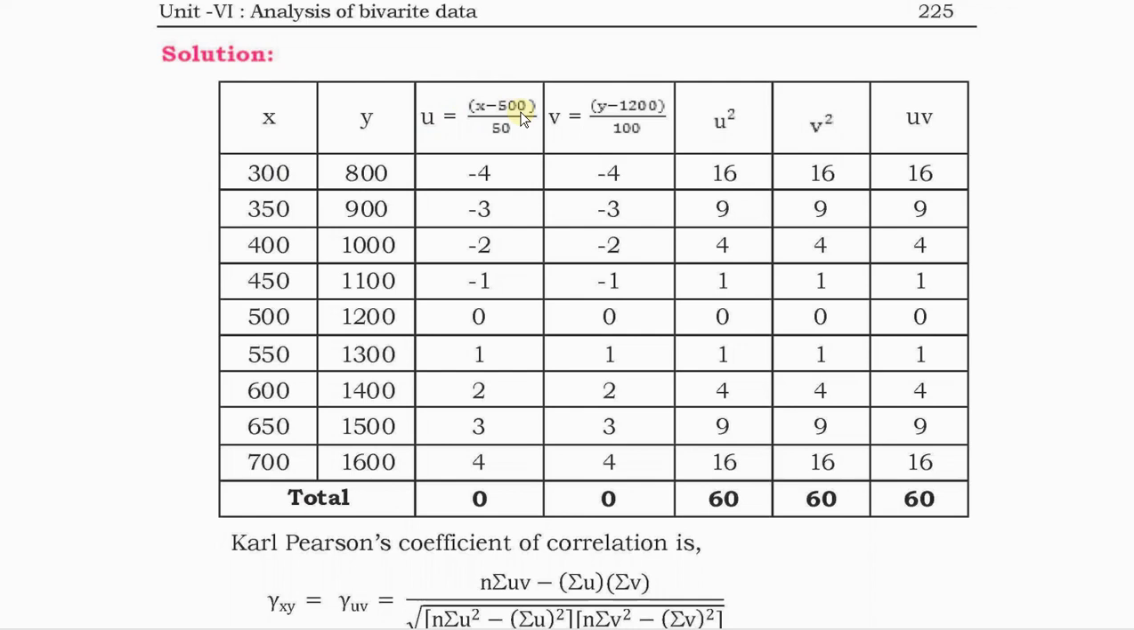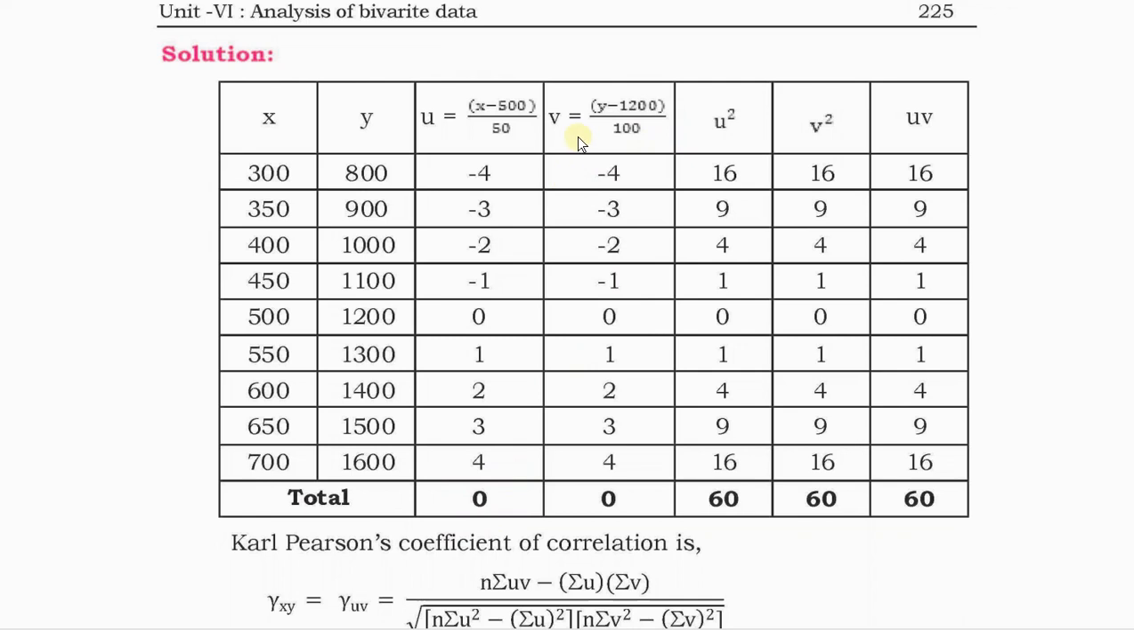300 minus 500, that is minus 200. Minus 200 divided by 50 is minus 4. 350 minus 500, that is minus 150, divided by 50 is minus 3. 400 minus 500, that is minus 100. Minus 100 divided by 50 is minus 2. 450 minus 500, that is minus 50, divided by 50, minus 1. 500 minus 500 is 0. 0 divided by 50 is 0. 550 minus 500, that is 50. 50 by 50 is 1. 600 minus 500 divided by 50, 2. 650 minus 500 divided by 50, 3. 700 minus 500 divided by 50 is 4. So the total here is 0. The value of summation u is 0.